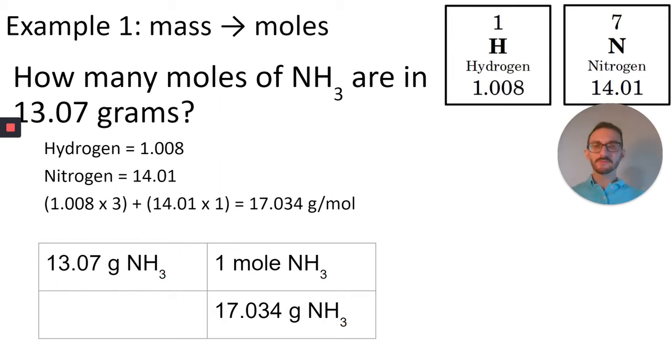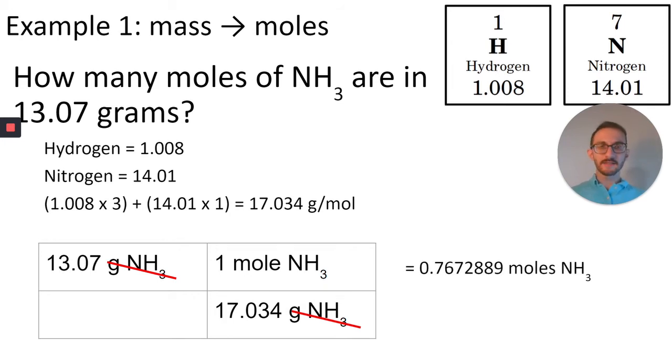And since we have grams NH3 on top and grams NH3 on bottom, they will cancel out because we have grams divided by grams. So into our calculator, we would type 13.07 times 1 divided by 17.034, and our calculator would spit out a number like this. Remember that calculators do not know how to handle significant figures, and so they make up as many digits as possible. So then it's our responsibility to round that big old number down to the appropriate number of significant figures.